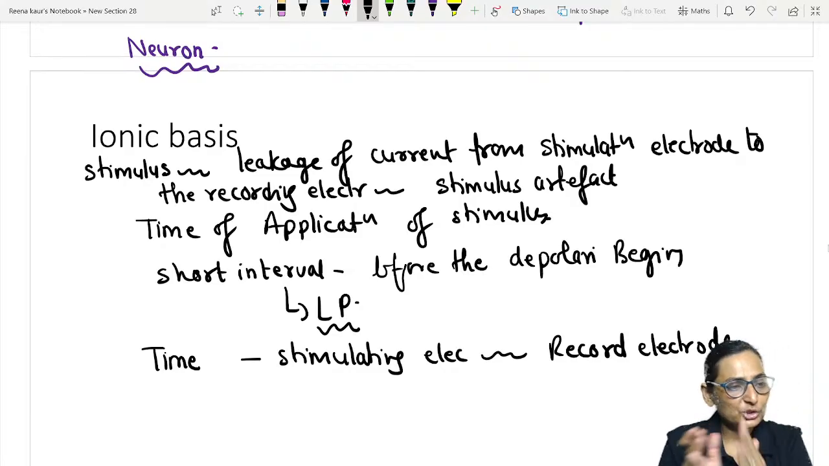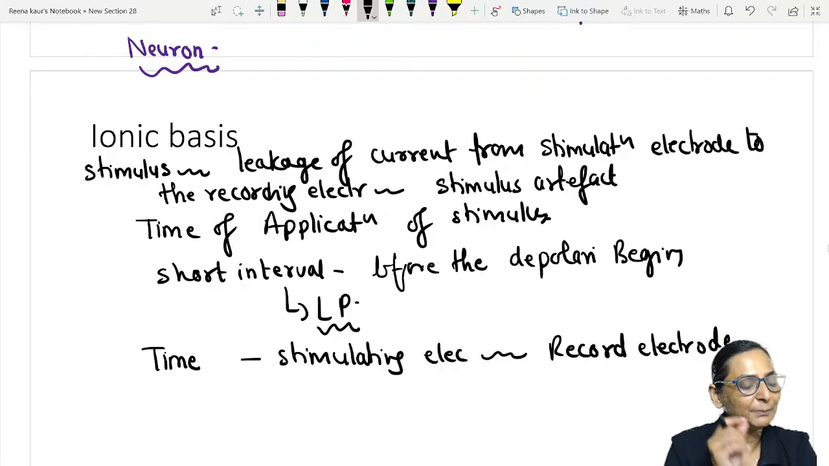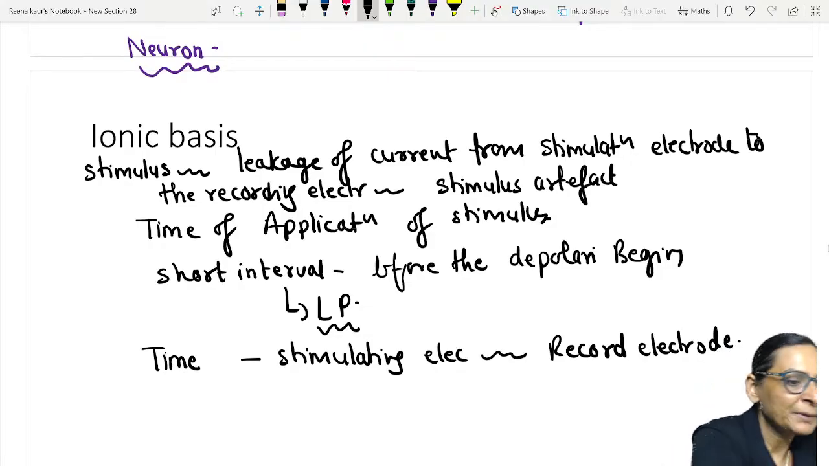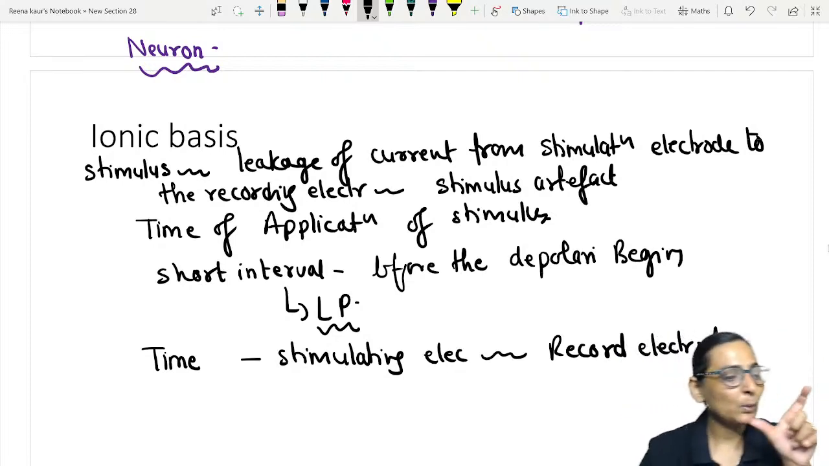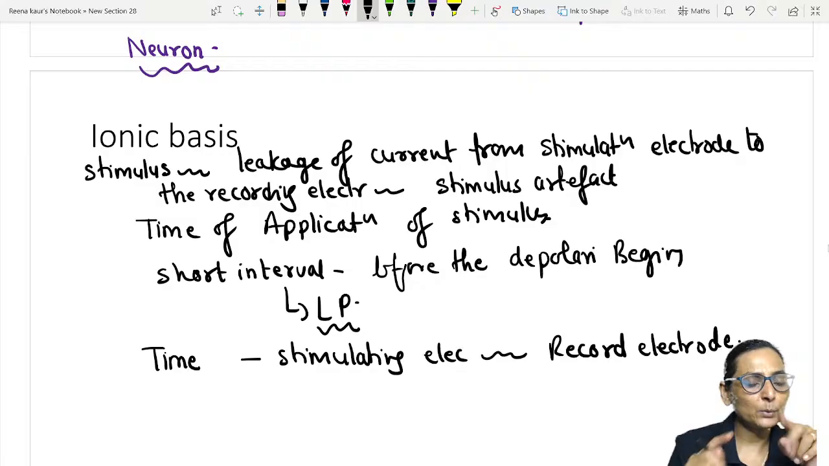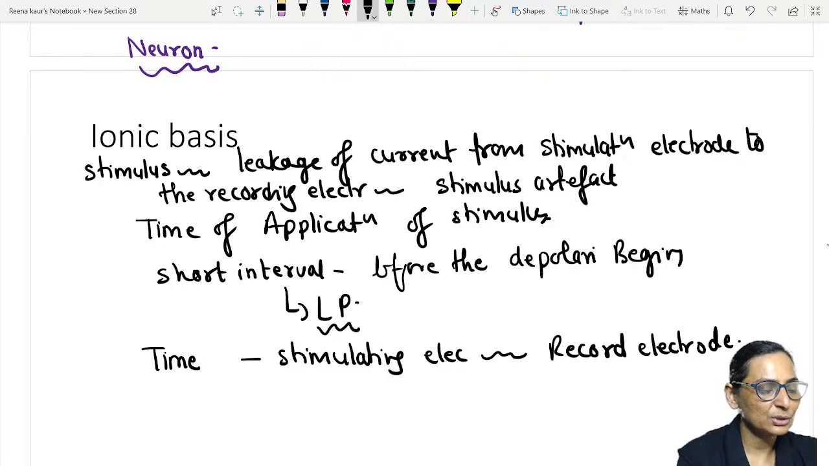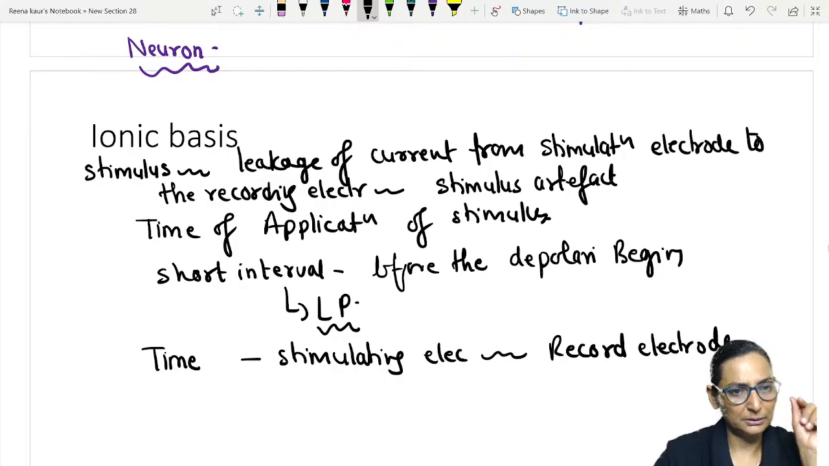That means it is proportionate to the distance between the stimulating electrode and the recording electrode, and it is inversely proportional to the velocity of impulse conduction. अगर आपको याद होगा तो आपने प्रैक्टिकल भी किया होगा ना, फर्स्ट एमबीबीएस में, दो ग्राफ है, muscle end, nerve end, and that is the graph based upon the conduction velocity of the nerve fiber. So this is the stimulus artifact, then that is the latent period.